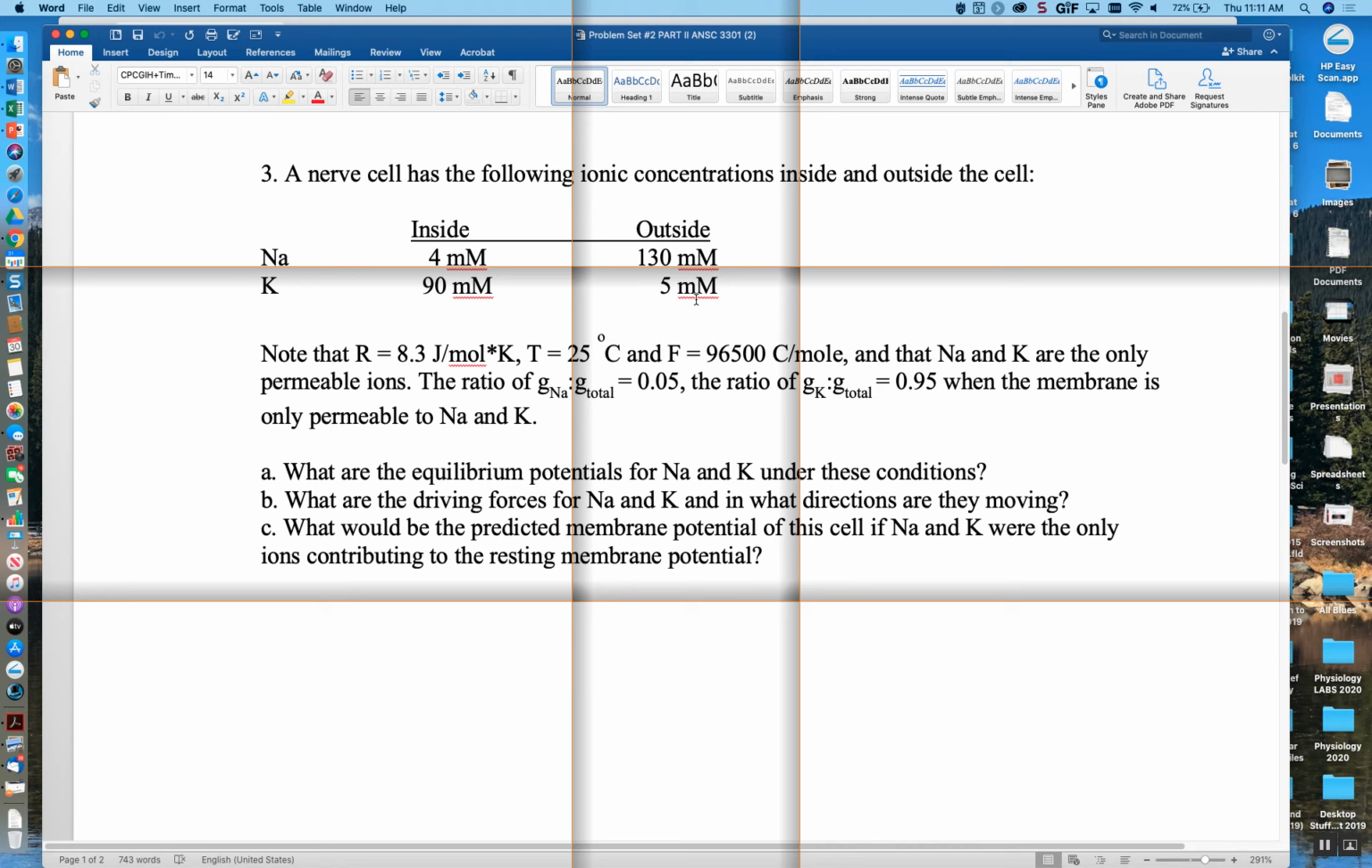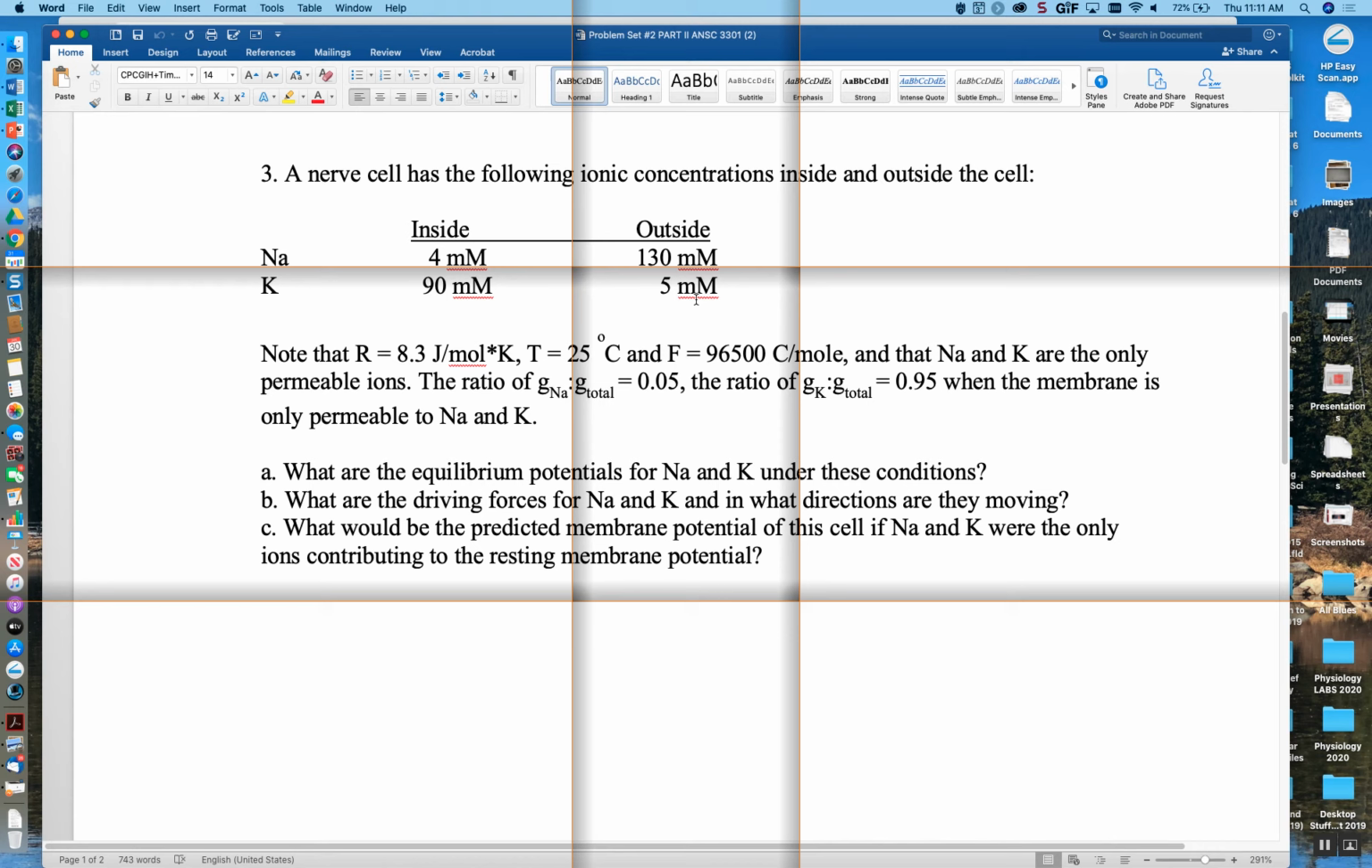What did you get for the Z value? Plus 1, right? Multiply that by Faraday's constant, 96,500 coulombs per mole, natural log of 130 over 4. So the millimole are going to cancel out, Kelvin are also going to cancel out, moles as well. We're going to be left with joules per coulomb, which we already know is a volt. What do we get? 89 millivolts. Plus 89 millivolts. Perfect. It's pretty depolarized, actually.